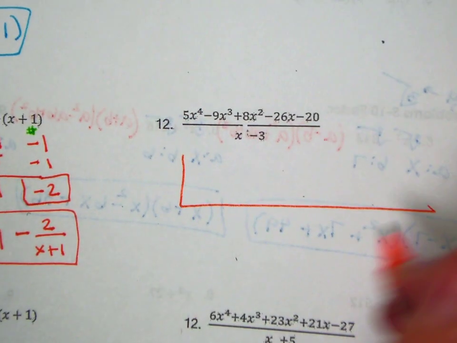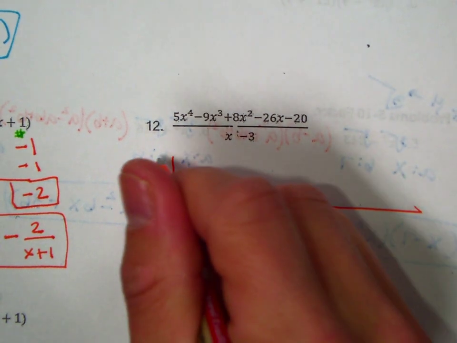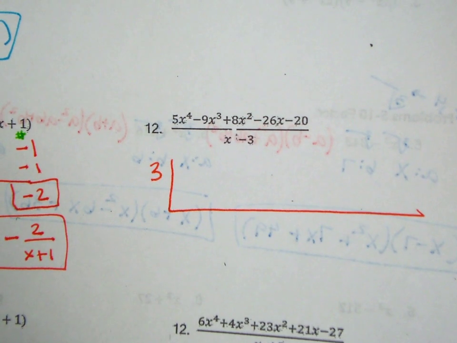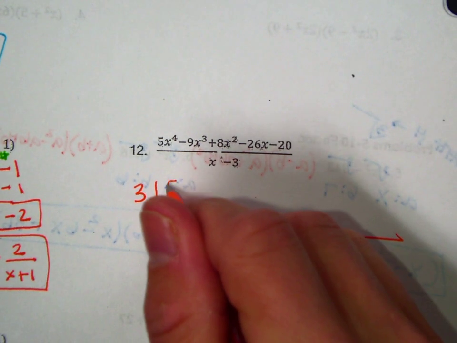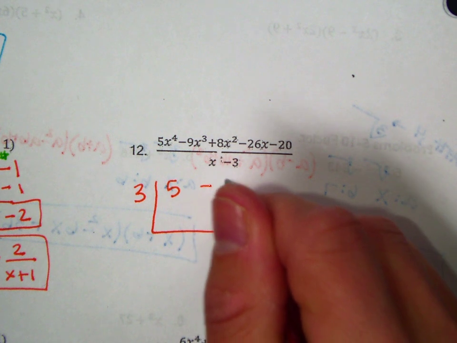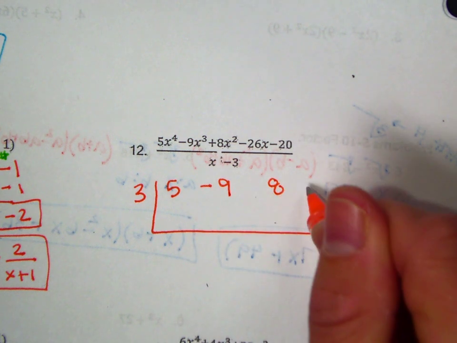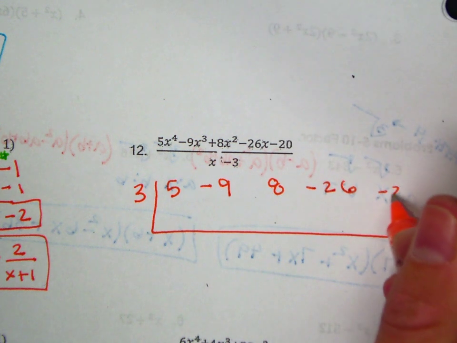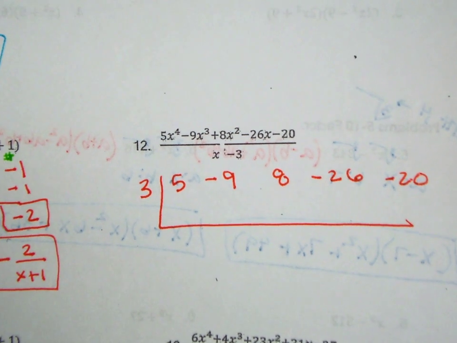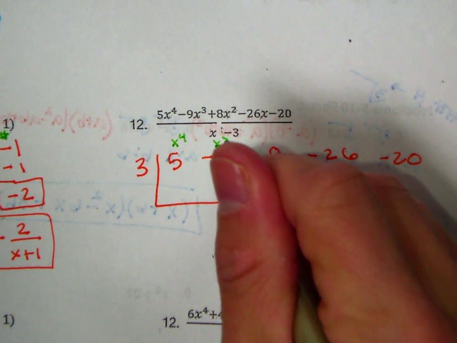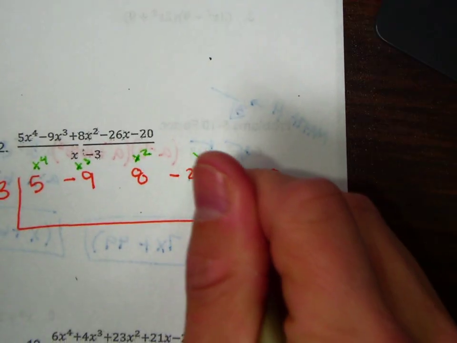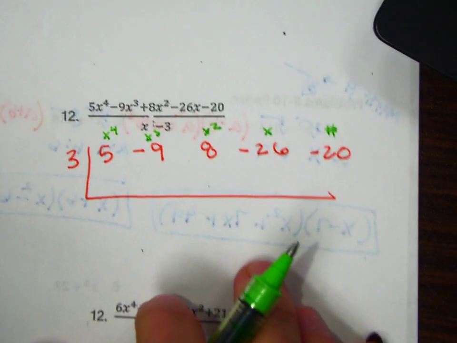All right, let's try another one. So on this one, the 3 is going to go on the outside. It's got to change signs. So instead of a negative, it's going to be positive. And then all my coefficients are going to go right here. 5, negative 9, 8, negative 26, negative 20. And then this one's in order, so we don't have to put any zeros because this one goes x to the fourth, x cubed, x squared, x, number. It's not missing anything.